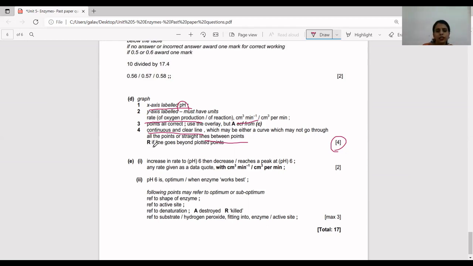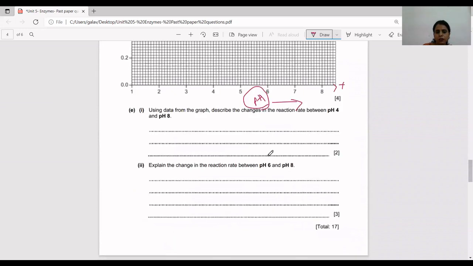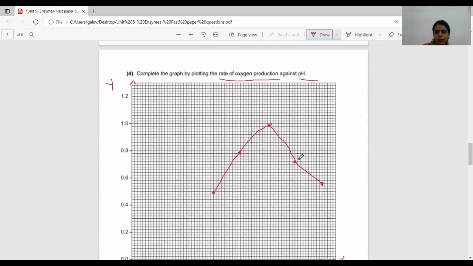And they have given here: reject if line goes beyond plotted points. Okay, so if the line goes beyond plotted points, you have to reject. This rejection is actually given about the curve, as I've shown you here above. This line should not go beyond the last plotted point.